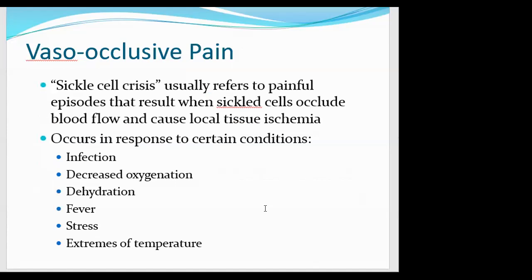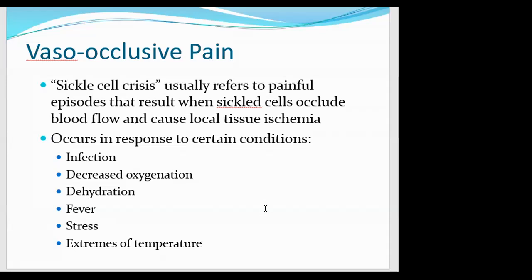So vaso-occlusive pain. So vaso-occlusive crisis, you might hear said, or it's a pain episode. It's a sickle cell crisis. That's what it is. And it results when sickle cells occlude blood flow in those small veins and vessels. And anytime you have lack of blood flow to tissues or organs, you have destruction, but you have pain with that destruction, right? So these are the pain episodes. And it occurs in response to certain conditions.